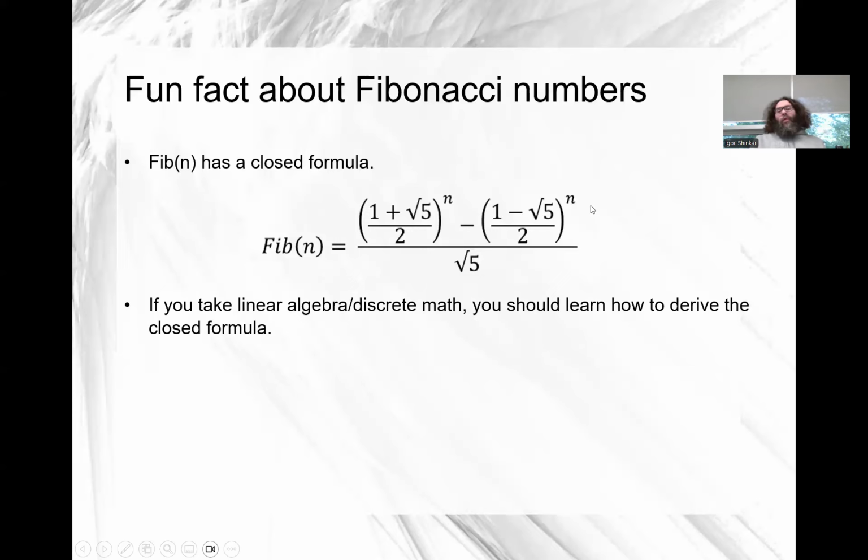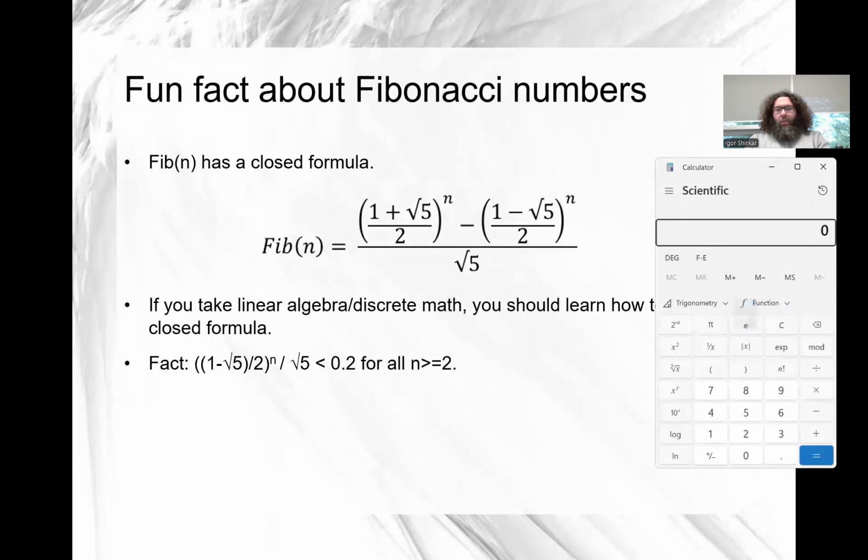So why is this useful? Why am I telling you about this? So here's an observation. The first term is sort of the leading term. 1 plus square root 5 divided by 2, it's like 1.6 or something. 1 minus square root of 5 divided by 2, it's actually a pretty small number.